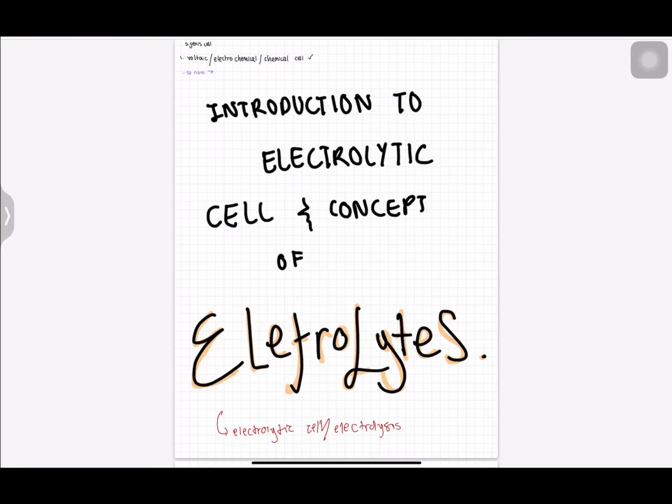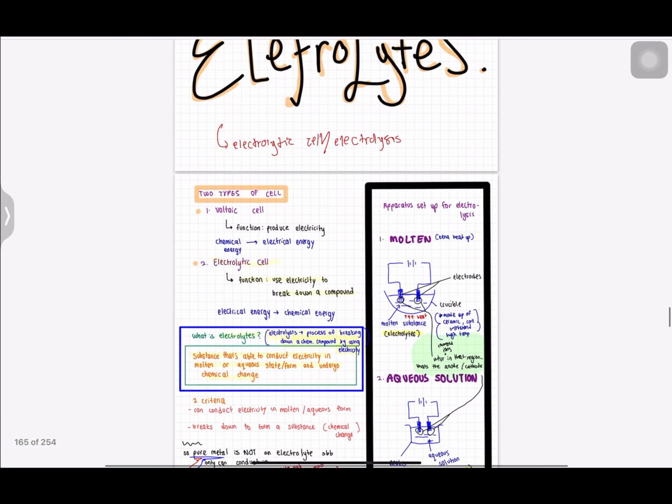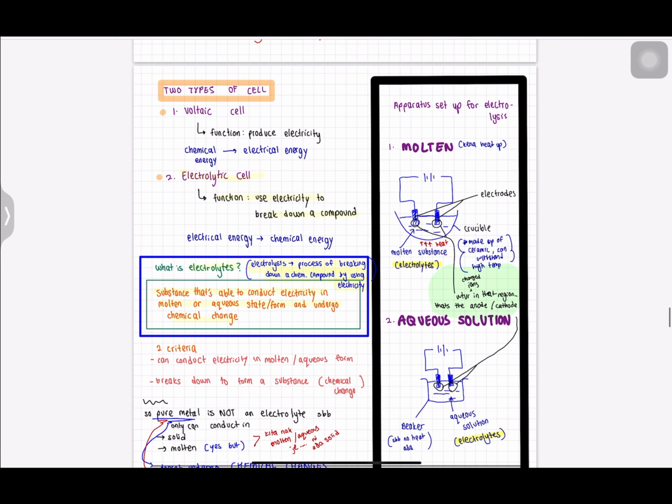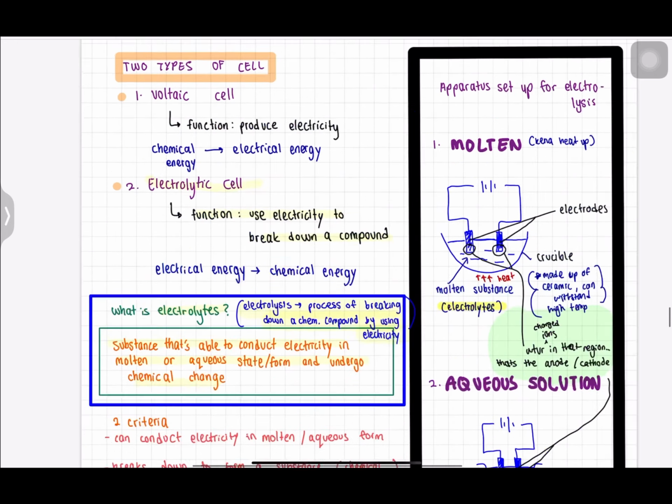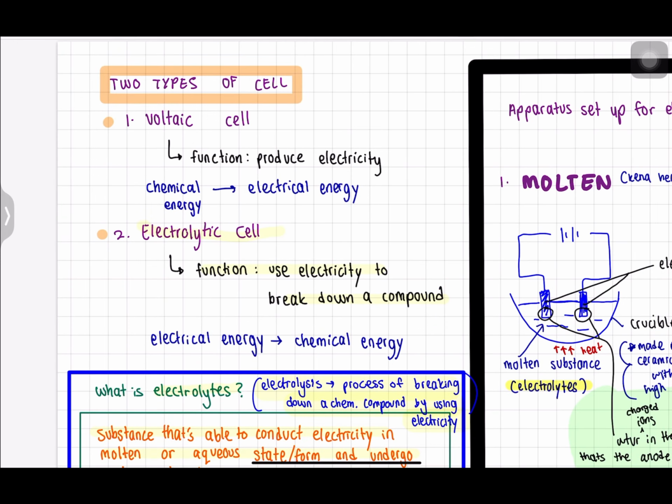Hi everyone, in today's video we are going to touch upon the introduction towards electrolytes. So, electrolytes, what about it, right? There's two kinds of cell. I'll put it this way: there's voltaic cell and there's electrolytic cell. And why I would relate them together is because in a way they're somewhat opposites.